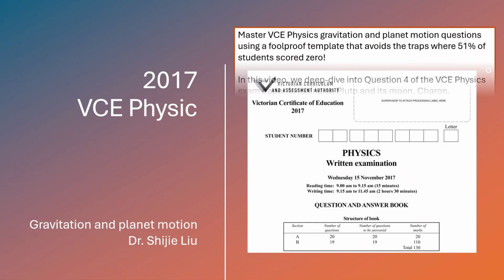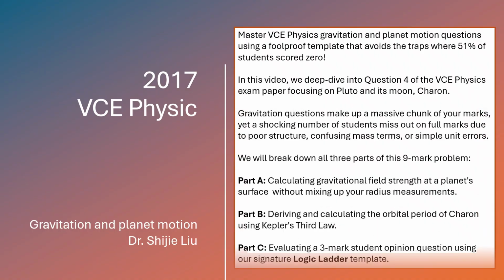If you're looking to turn your physics knowledge into flawless exam execution, you're in the right place. In this video, we are breaking down a 9-mark gravitation question step by step. We'll cover field strength, orbital periods, and how to use a simple logic ladder to conquer the tricky evaluation questions that trip up the vast majority of the state.